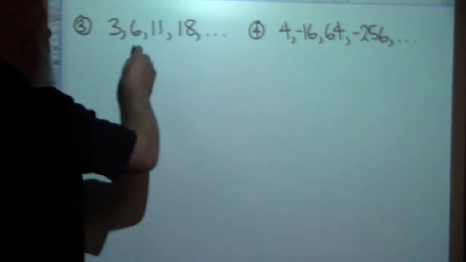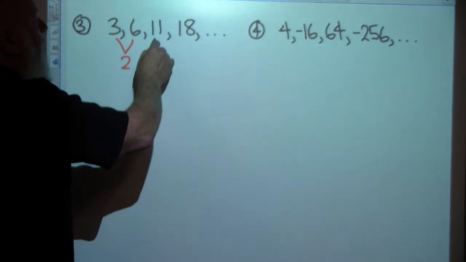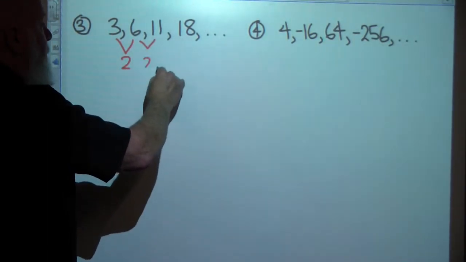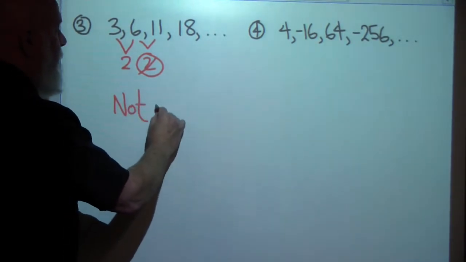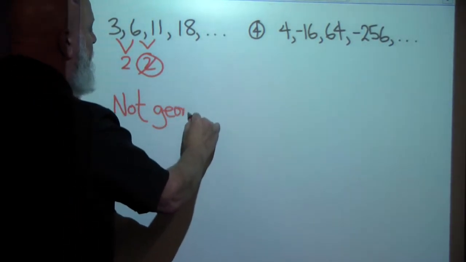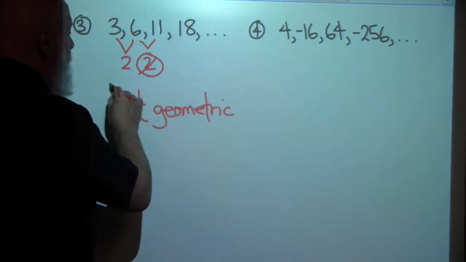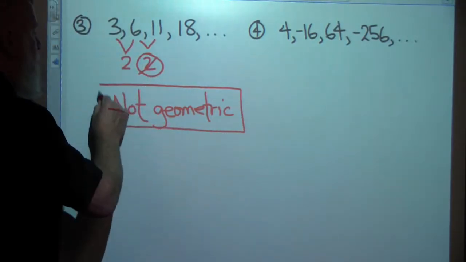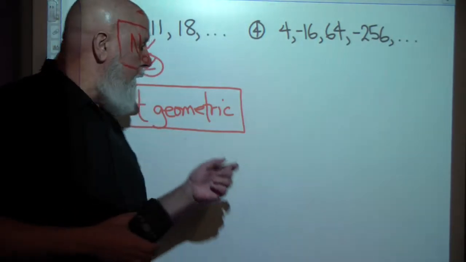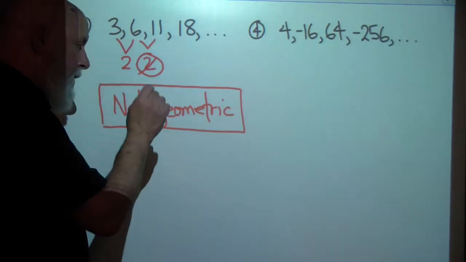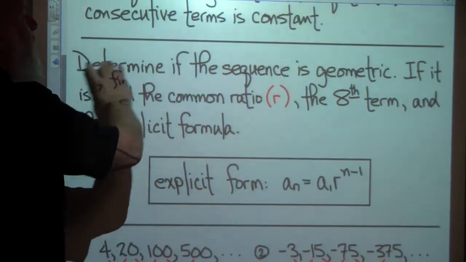See what we got going on here. 6 divided by 3, we're doing the same instructions. 11 divided by 6 is not 2. It's not geometric. So I'm done with this one. If we don't have a common quotient, the sequence is not geometric. And if you're doing a multiple choice worksheet, this would be one of your choices. You just pick it, all right? Because we're following these instructions.